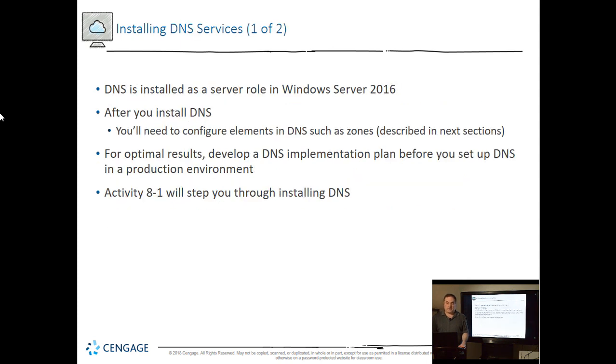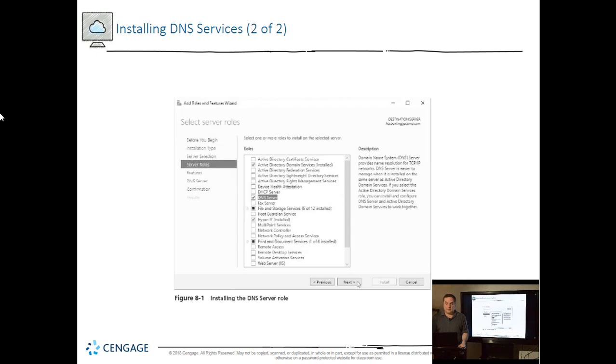It's installed as a server role, and after you install it, you'll need to configure it, such as adding DNS zones. This is what it looks like to install DNS as a role. Again, it automatically happened when you installed Active Directory, but if you don't do that, then this is the manual way of doing it.